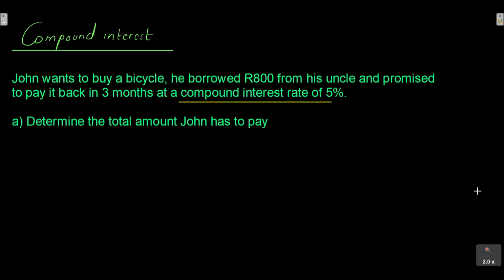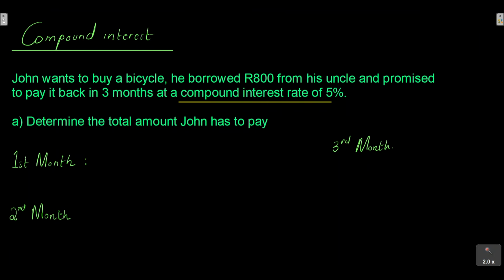Remember, when I spoke about compound interest, I said that compound interest is calculated on the accumulated amount. So how would we determine how much John would have to pay back to his uncle? Let's determine how much interest he would pay in the first month, how much interest he would pay in the second month, and how much interest he would pay in the third month. Bear in mind that we're going to calculate the interest on the accumulated amount.